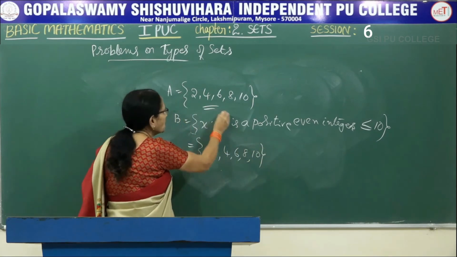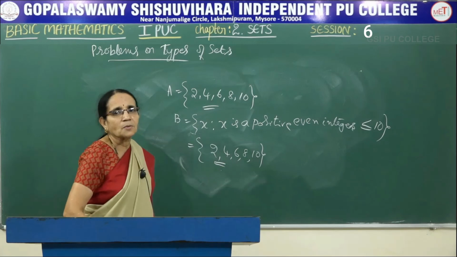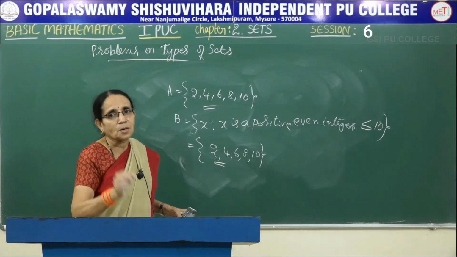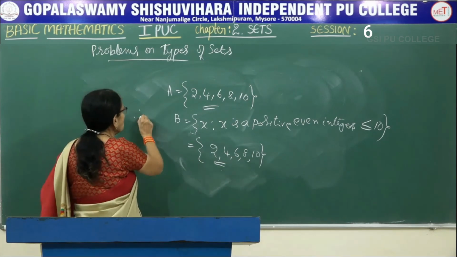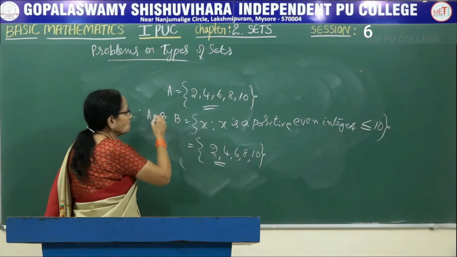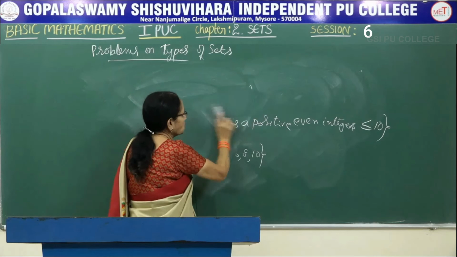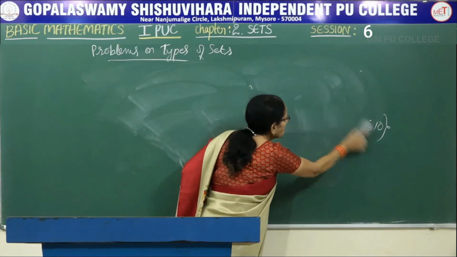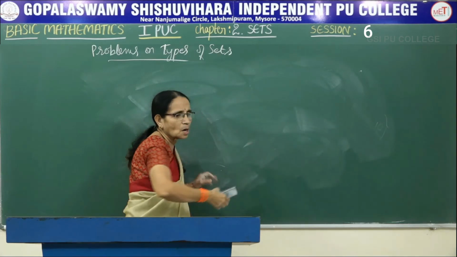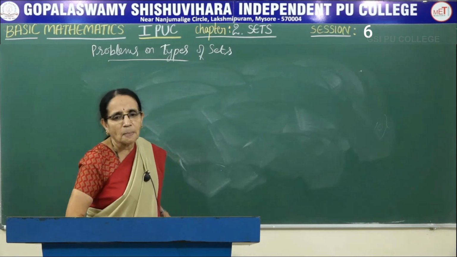You observe A and B, both of them are having the same elements here. So what is our conclusion? Therefore, A is equal to B. That means that A and B are equal sets here, or A is equal to B. Now, let me take another set.